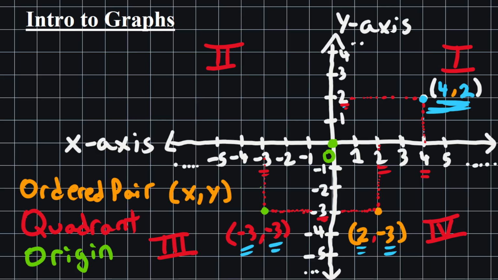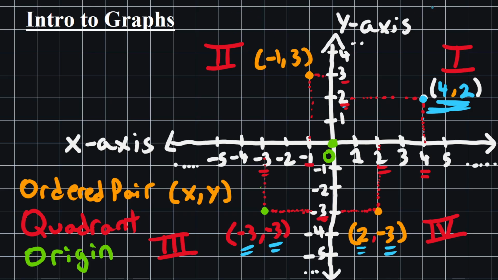And in quadrant 2, let's actually plot a point real quick. Let's say we had a point right here. You can use the same method. On the x-axis, it touches -1, and on the y-axis, it touches +3. So we can write this as an ordered pair, -1, +3. Anything in quadrant 2 will have a -x and a +y.